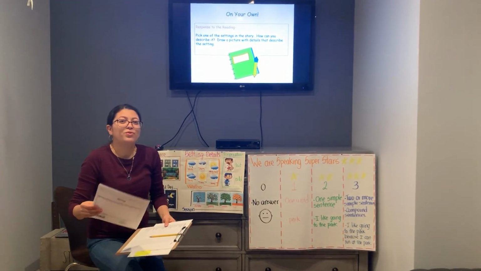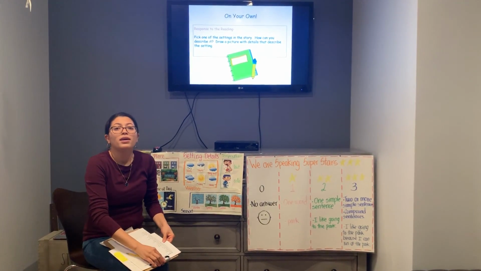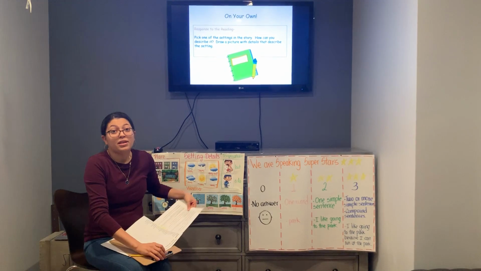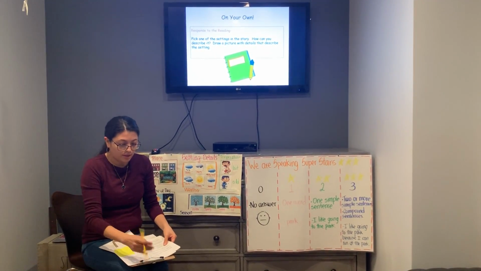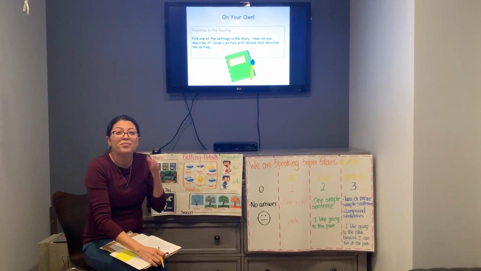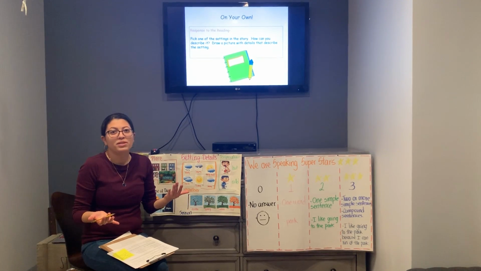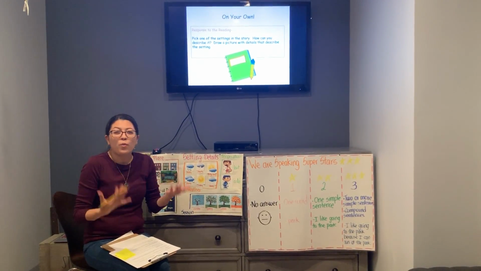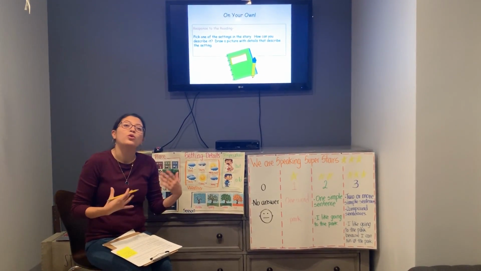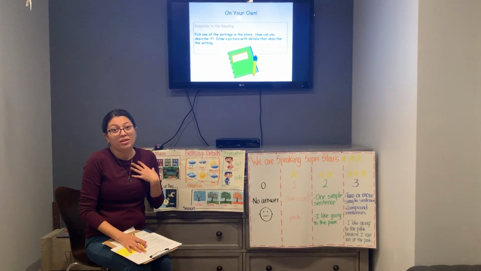Okay, so for this lesson, we focused on identifying details in the setting. I think this is an important standard for kindergarten students, because a lot of them just identify the setting as the place where the story happens, and there are so many other details that help us understand why certain things in the story happen, or why the characters behave or feel a certain way depending on the setting.